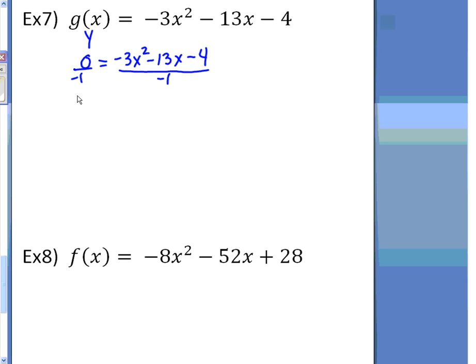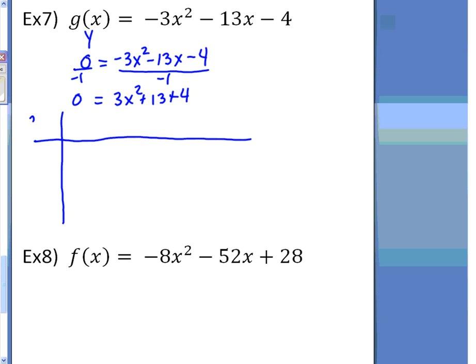Okay, I end up with 0 equaling 3x squared plus 13x plus 4. All right, make our table for this. And remember, since you divided both sides by a negative 1, you don't have to factor out a negative 1. You can just get rid of the negative 1. So 3x squared, positive 4, positive 13. All right, 1 and 3.